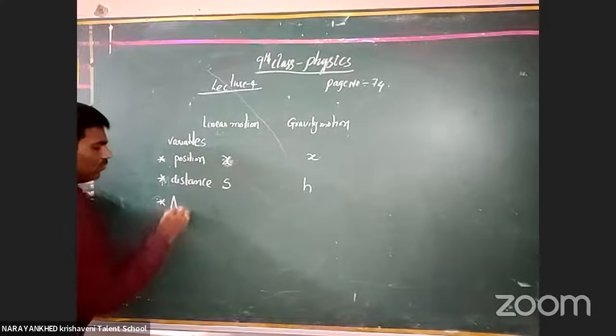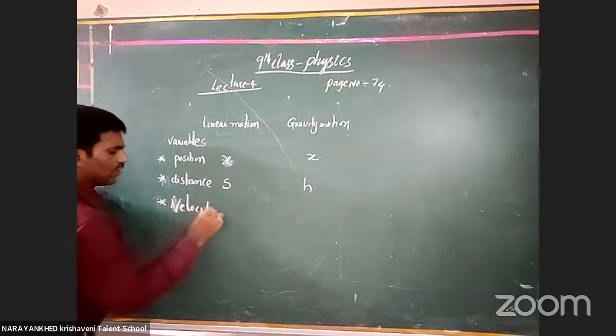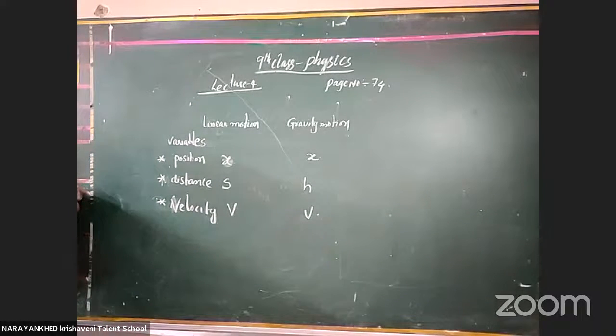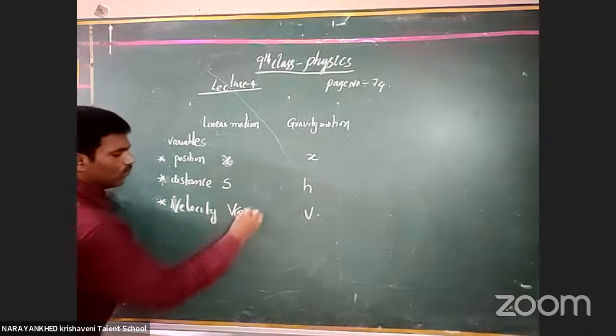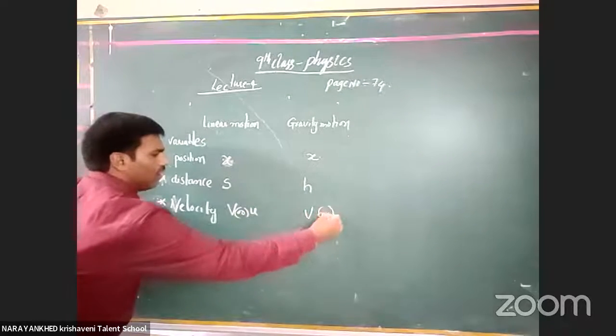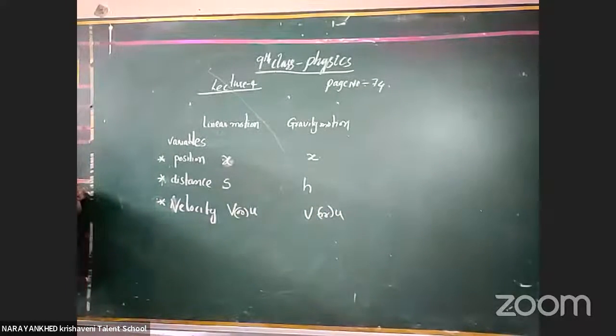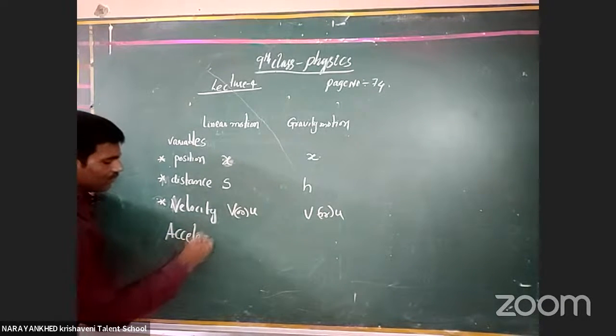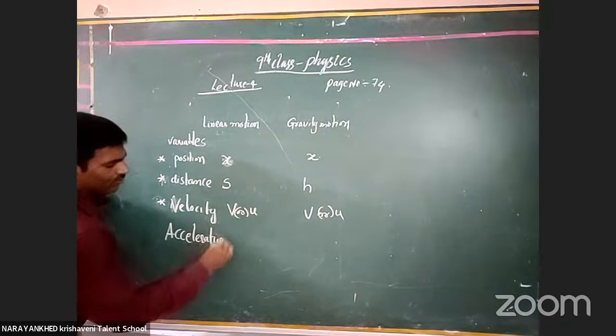Next one is velocity. Both are not changed, here also V and V. There is no change: V, R, U, we take V, R, U only. Got it or not? Yes. Next one is acceleration. Clear or not, all the students?